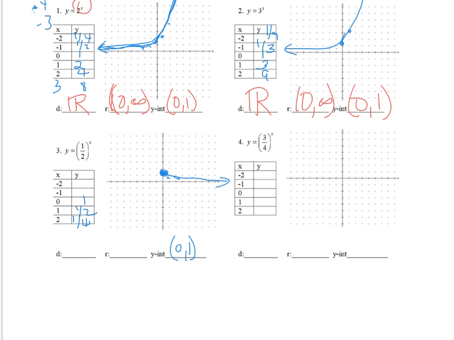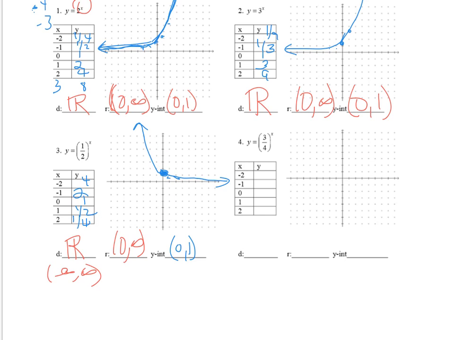Now when we have 1/2 to the negative 1 power, that flips it upside down and we end up with 2, 1/2 to the negative 2, 4. These are going back up this way. The domain is still the same. We're putting in all real numbers, negative infinity to positive infinity. The range is still 0 to positive infinity, but we're getting there differently. We're starting high up here and coming down low. Same shape, but reflected over the y-axis.